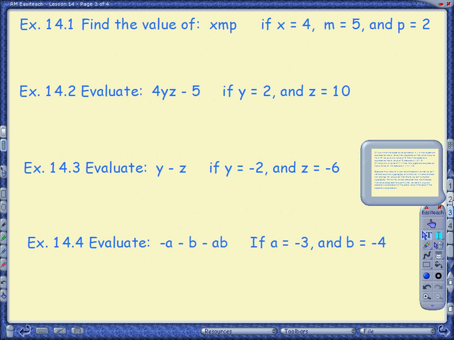Here are some examples, and we'll work them with you. The first one says, find the value of xmp if x equals 4, m equals 5, and p equals 2.